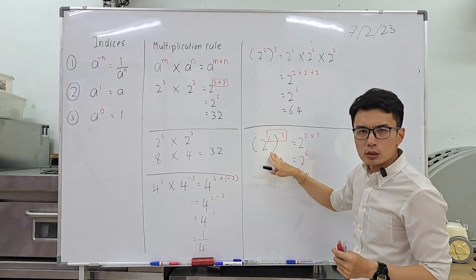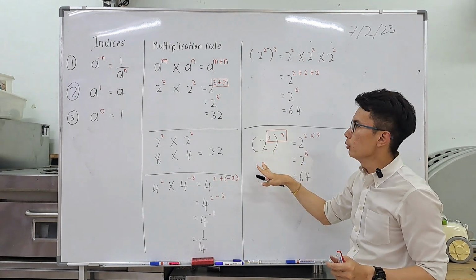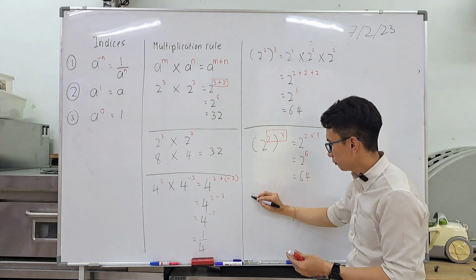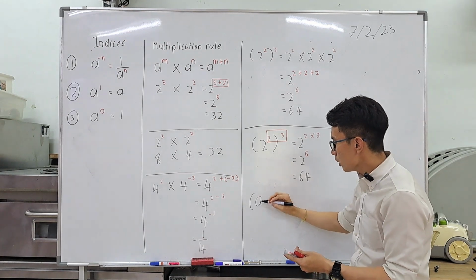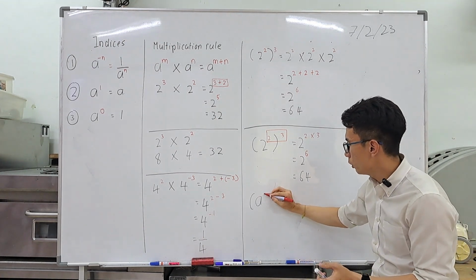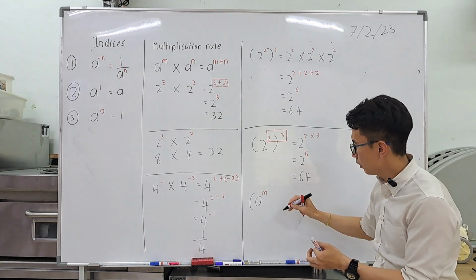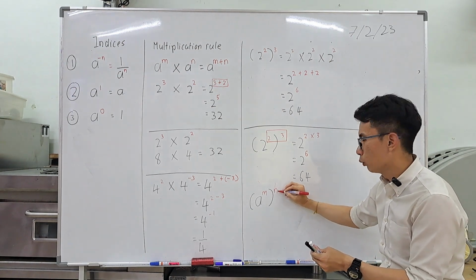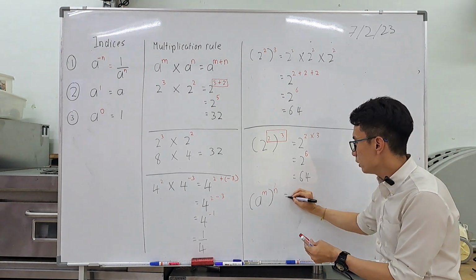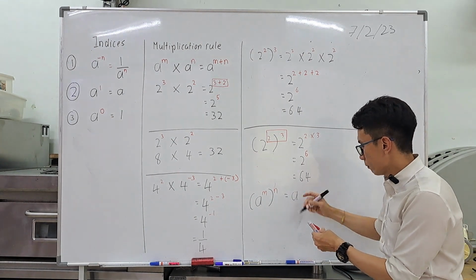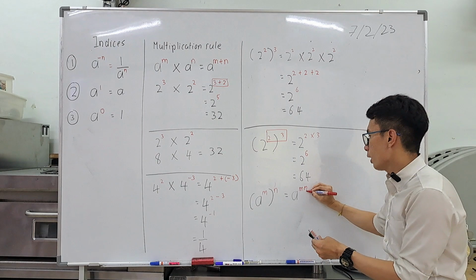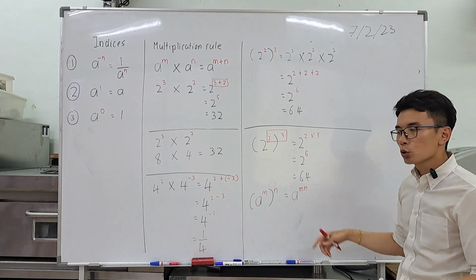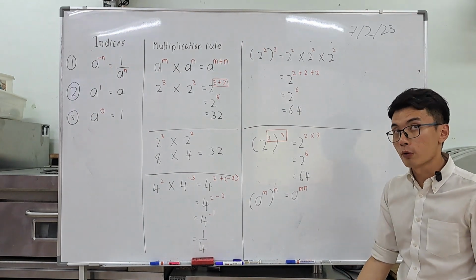Now, based on this, I have established another type of rule. What can I write over here? If I have an A, and this is power of something, and outside this bracket I have another power, I can simplify this as A to the power of M times N. Since the alphabets are sticking together here, we know this is a multiplication operation.